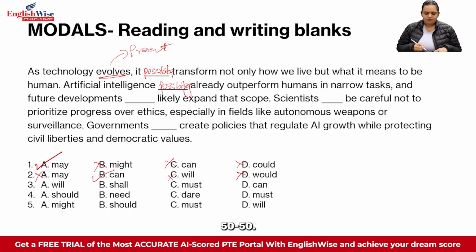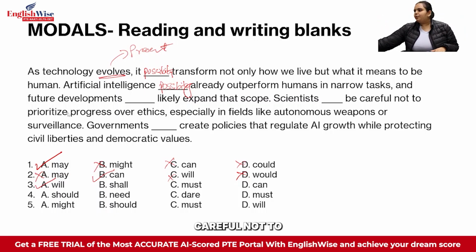Again, may is for 50-50. Here we have been given a little bias. That means we are favoring one side. So I will not go with may, I will go with can. And future developments likely expand that scope. Now again, we are saying that 100% in the future this thing is going to happen, so I will go with will over here. Future developments will likely expand that scope. That means it will 100% expand that scope in the future.